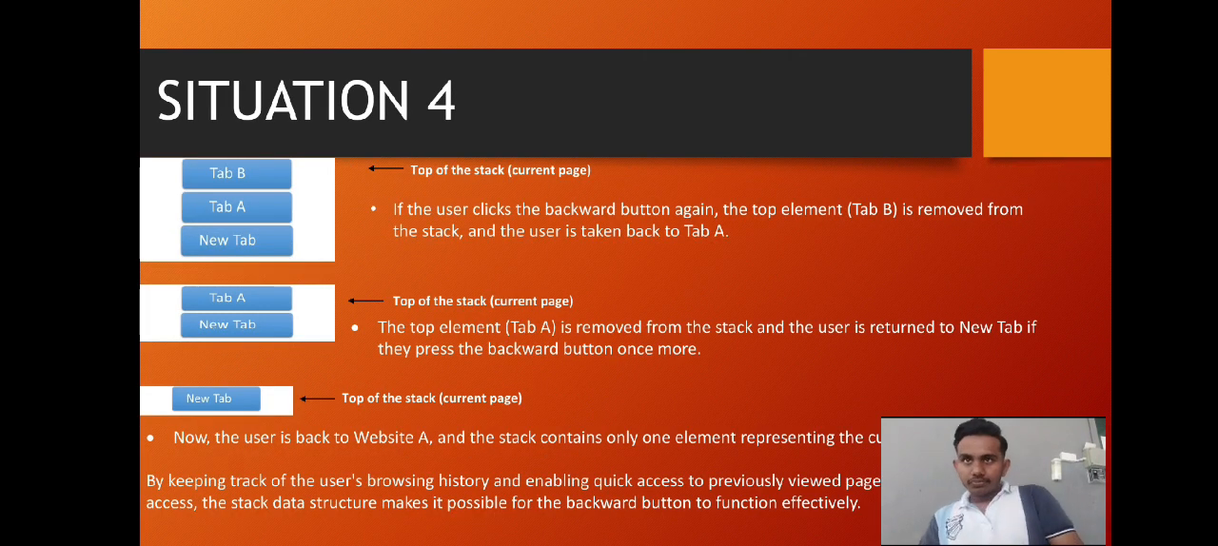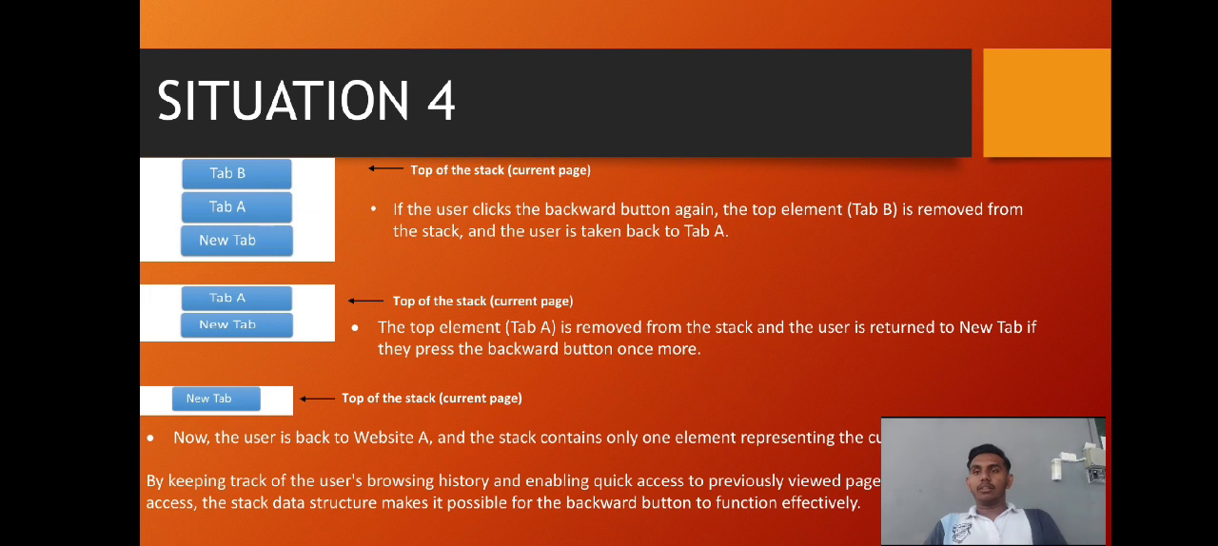Next, tab B, tab A, new tab. This is the top of the stack, the current page. If the user clicks the backward button again, the top element, tab B, is removed from the stack and the user is taken back to tab A. The next one is tab A, new tab. This is the top of the stack, the current page also. The top element, tab A, is removed from the stack and the user is returned to a new tab if the backward button is pressed once more.